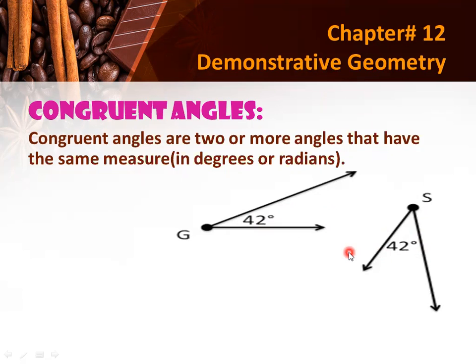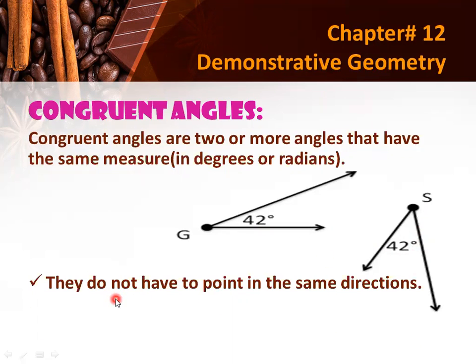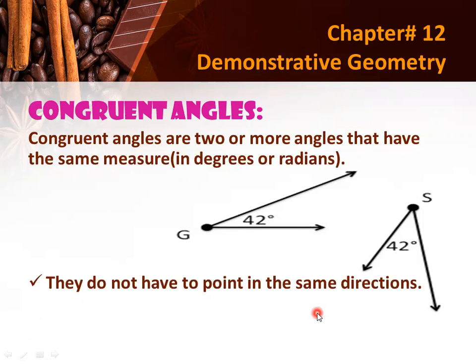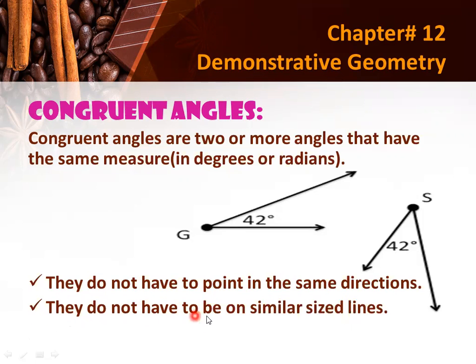Regarding congruent angles, you should keep in mind that they do not have to point in the same direction. As you can see here, the direction of this one is towards the right side and this one is directly towards the bottom side. Also, they do not have to be on similar sized lines. The angles that are the same in measurement are congruent angles.